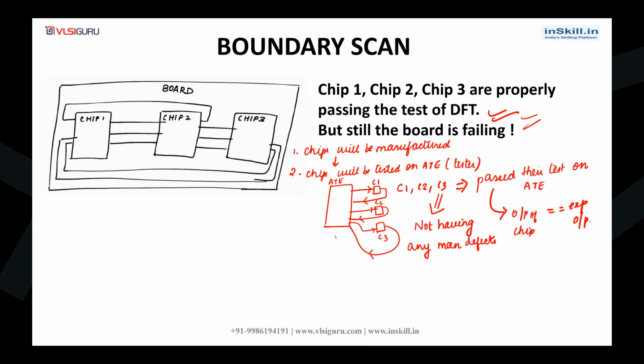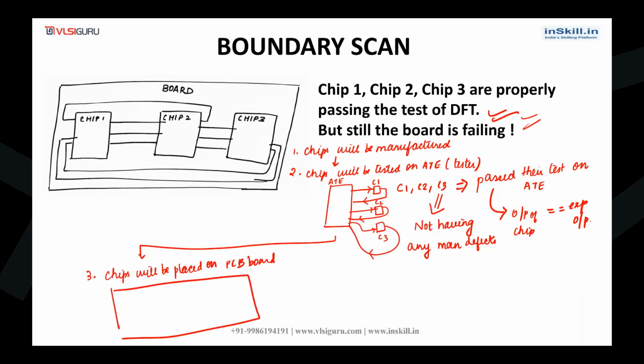So now after this, what will happen? The chips will be placed on the PCB board. Like this is the board, the PCB board. Like this, chip 1, chip 2, chip 3 are placed, and then the interconnections between the chips are formed. Now after this, what is happening? The board is being tested.